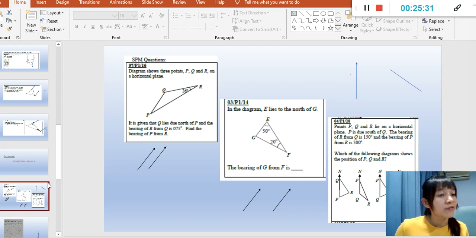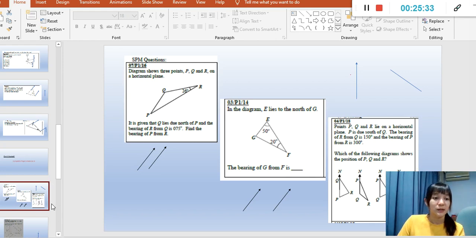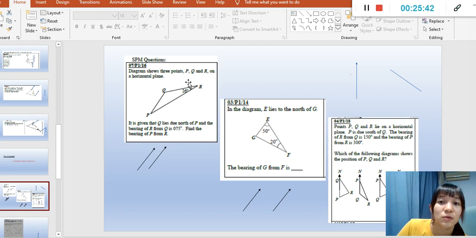Page seven, we have SPM past year questions. I'm going to show you four questions here, and then you're going to do the rest. First of all, what do you have here? We look at the first question. Look at the title: 2017, paper 1, question 16.